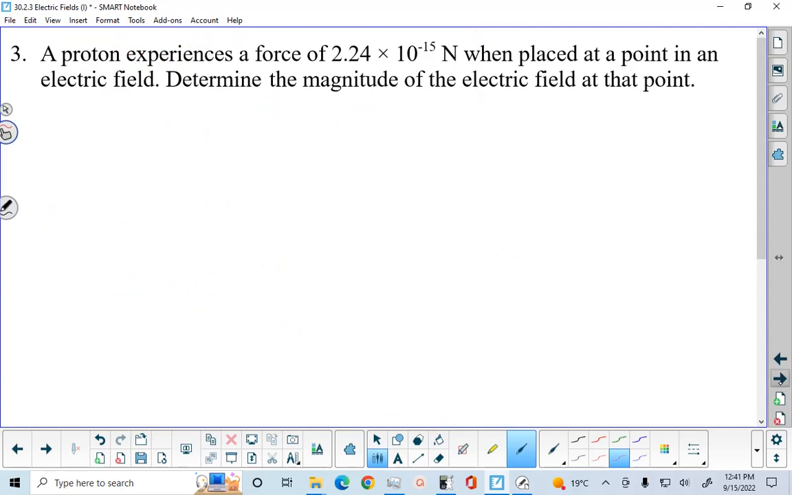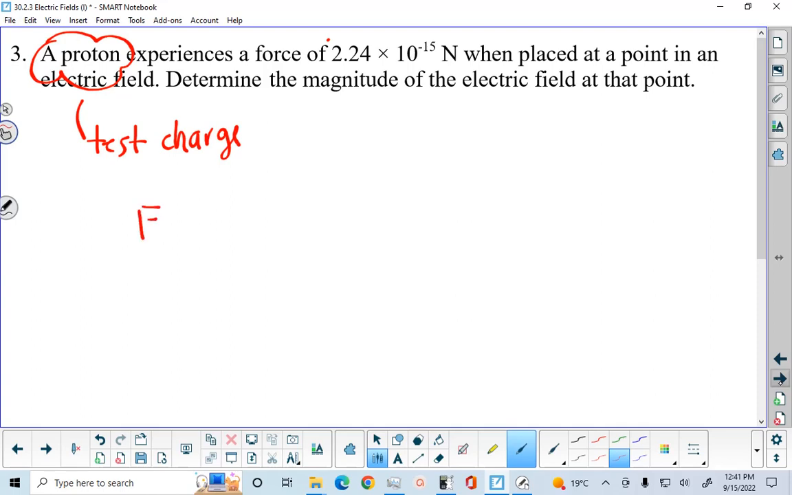Number 3, if a proton experiences that force when put at a particular point in an electric field, then what is the strength of the electric field? Well, this is not the source. This proton is not the source. This is a test object, specifically a test charge.